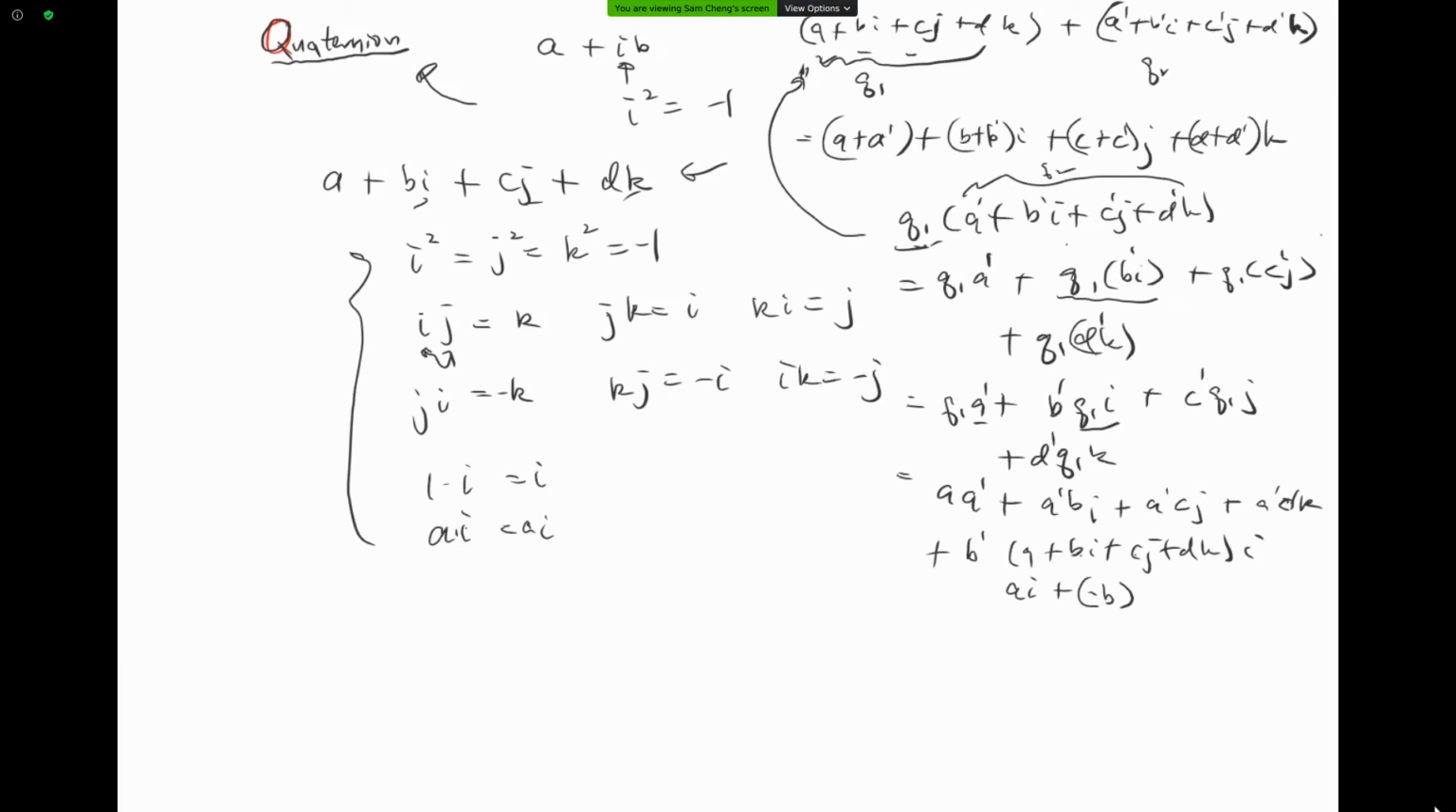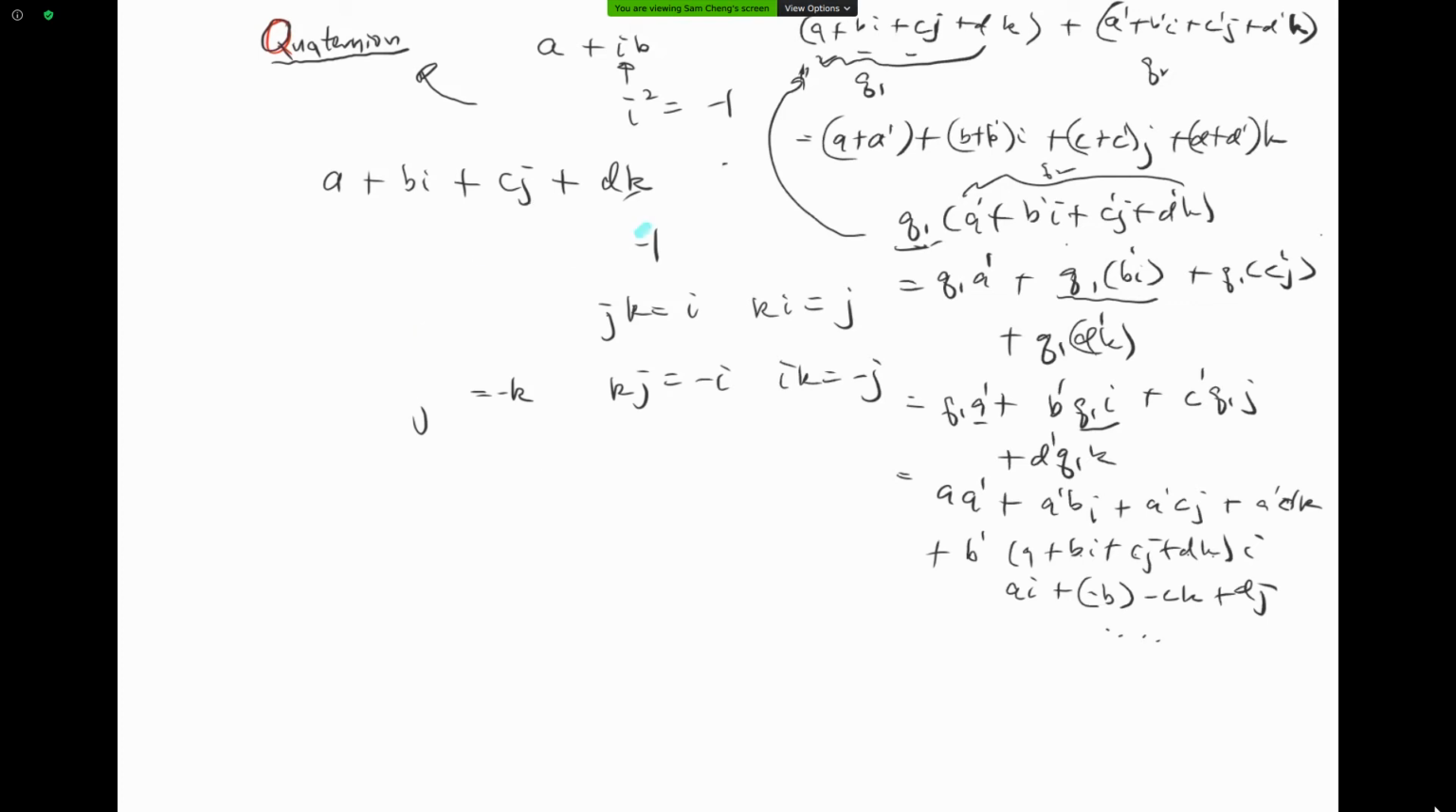Cj times i is equal to minus ck, and dk times i is equal to dj, and so on and so forth. You can expand that. So actually, if I expand all the terms, maybe I go back to here, let's consider this like simple multiplication of this Q1 multiplied by Q2. Let me just write it here.